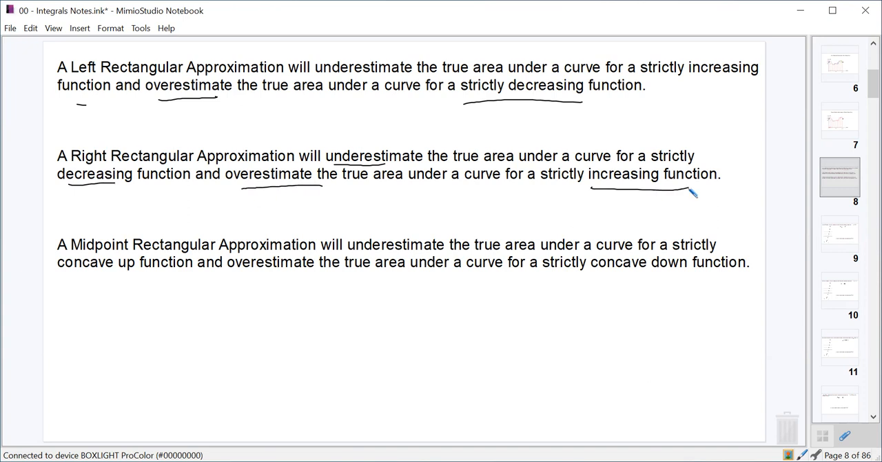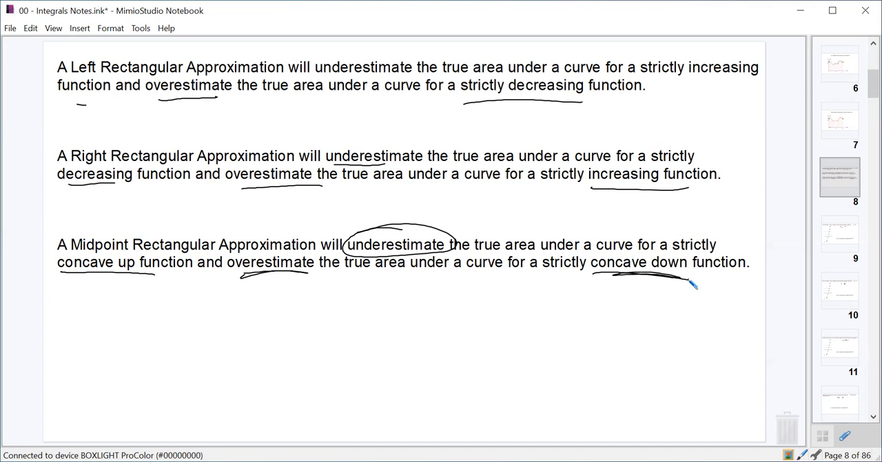increasing. And the midpoint will underestimate when you have a function that's concave up, and it's going to overestimate when you have a function that is concave down on your x. So these are the basic ideas of our three different types of rectangular approximations.